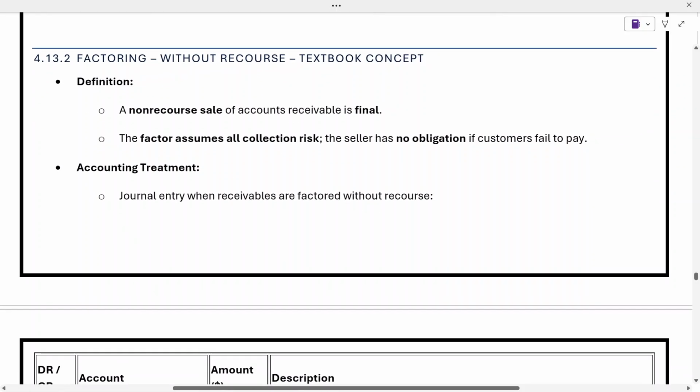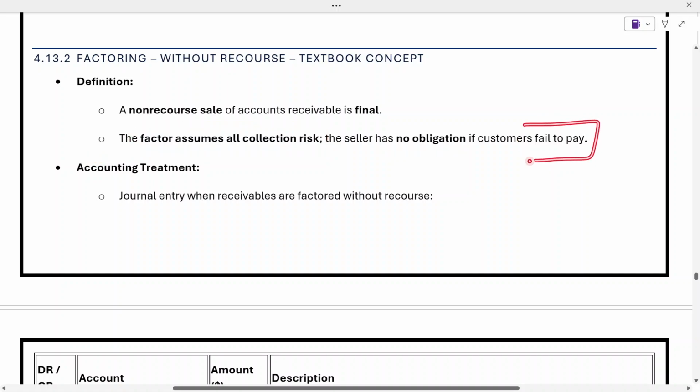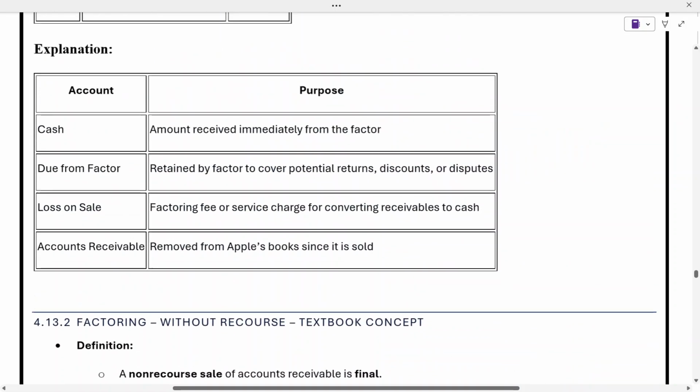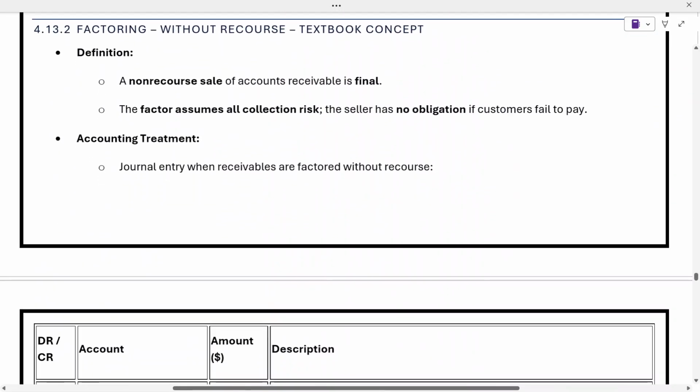Now, let's see the same thing through the textbook definition of what we have understood through the example above. The definition simply says that a non-recourse sale of accounts receivable is final, and within this the factor assumes all collection risk. The risk belongs to the factor, and the seller has no obligation if the customer fails to pay. So a lot of due diligence is done, and for that reason $20,000 is kept as a security deposit, because there may be some risk. If the debtors don't pay, then they will seize the security deposit and so on.